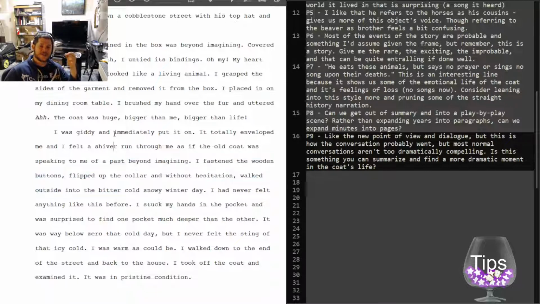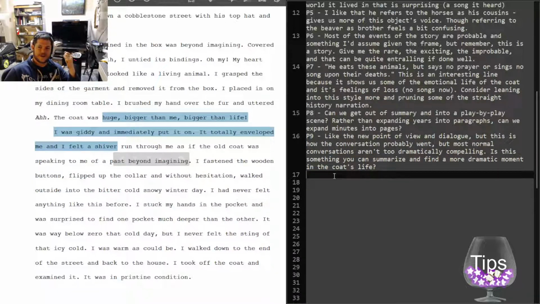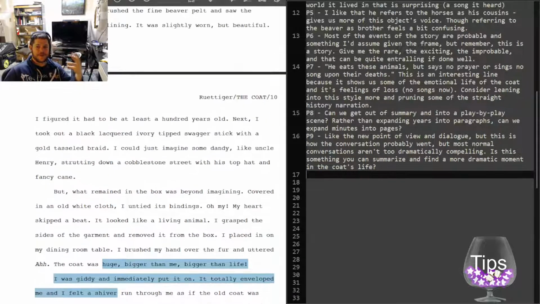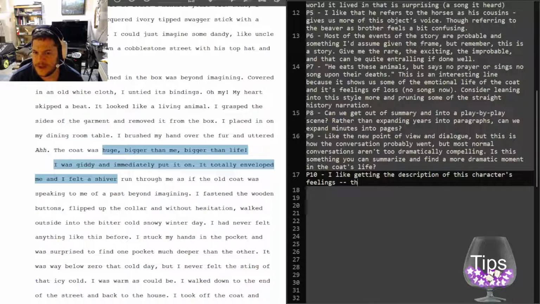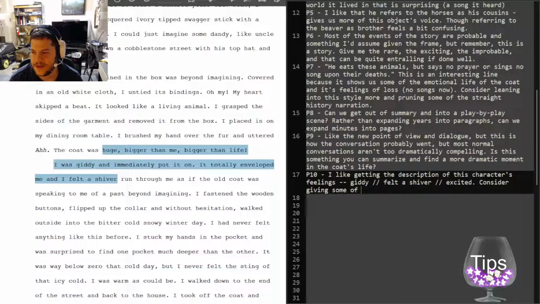Nice. So we're getting a good description of this character's feelings. Giddy, felt a shiver, excited. Consider giving some of these emotional beats to the coat character.